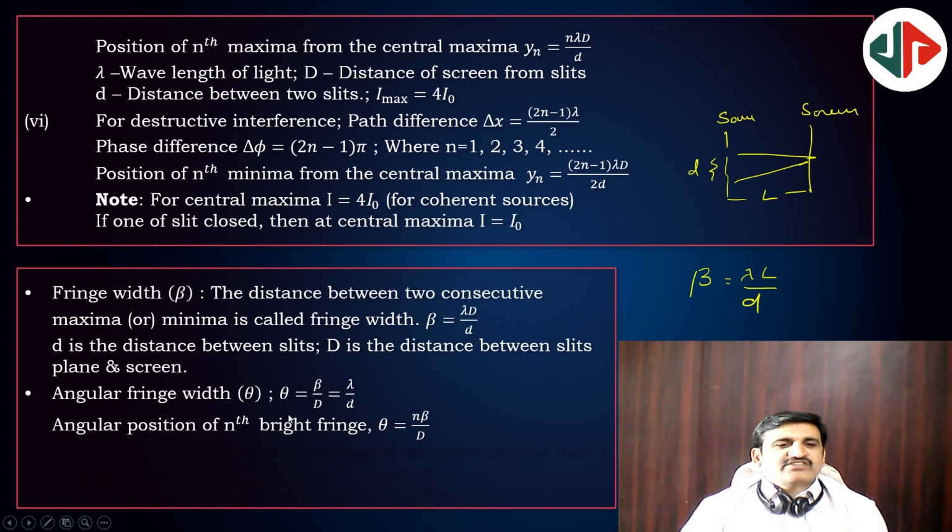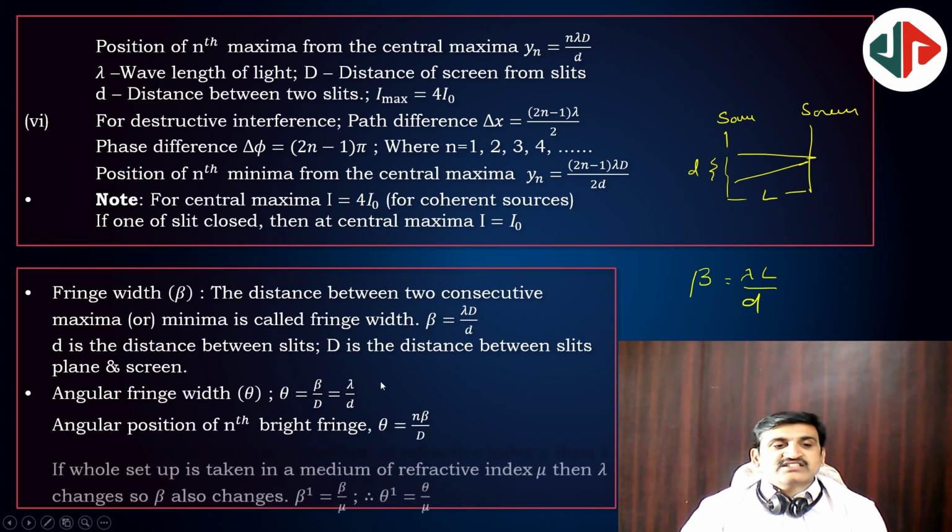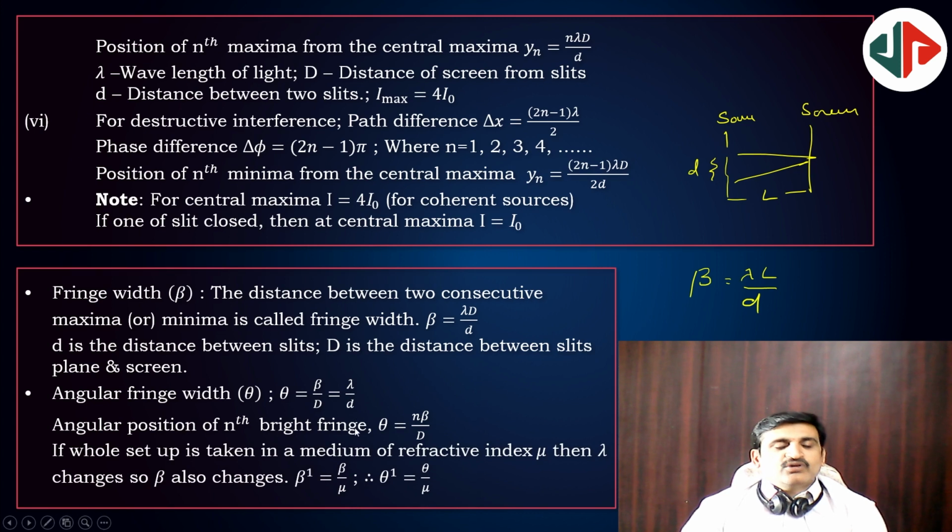And angular fringe width theta is equal to beta by D, or lambda by d. This is the angular fringe width, and theta equal to n beta by D for the nth fringe's angle. And if the whole medium is immersed in another medium, maybe liquid or water, then beta dash equals beta by mu, as lambda dash equals lambda by mu, and theta dash equals theta by mu.